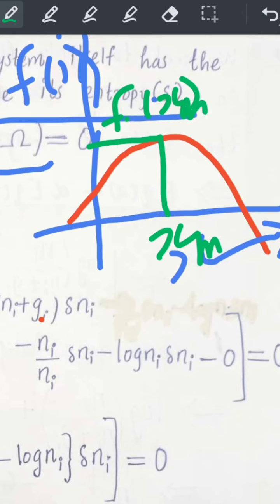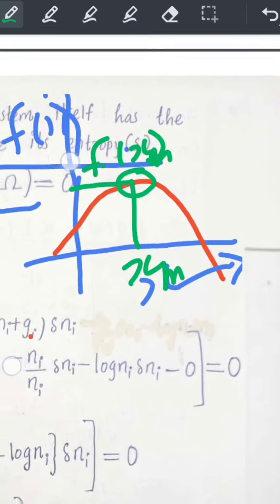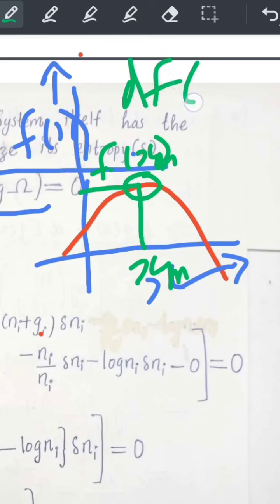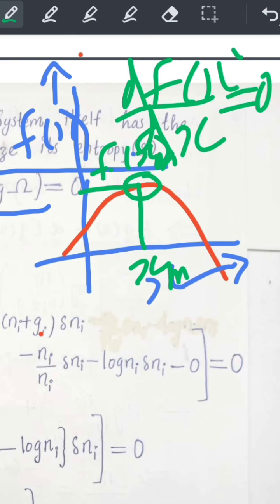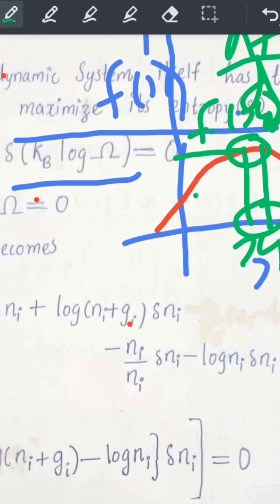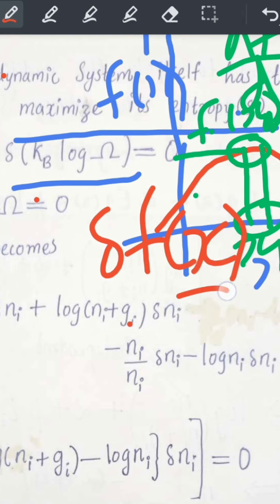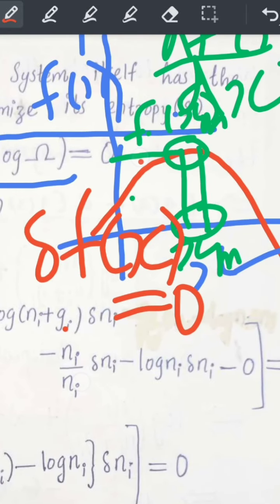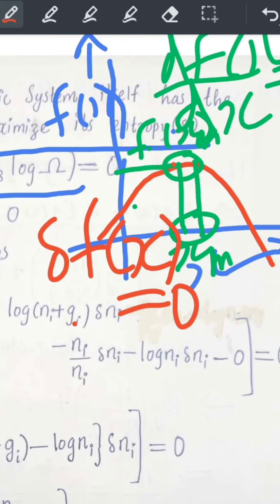So you can simply see that there is no variation for this f of x at this point. No variation. So you can simply write d f of x over dx is equal to 0. And because there is no variation, df of x is 0 for the variation of this much x. For this much change in the x, df of x is 0. That's the idea. So you can simply write that a change in this f of x is equal to 0. Just the change, delta f of x, is 0, and that condition gives the maximum of the f of x.